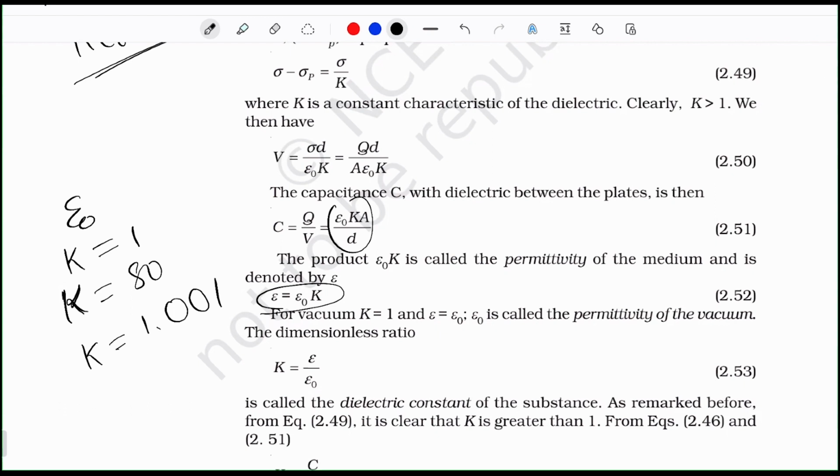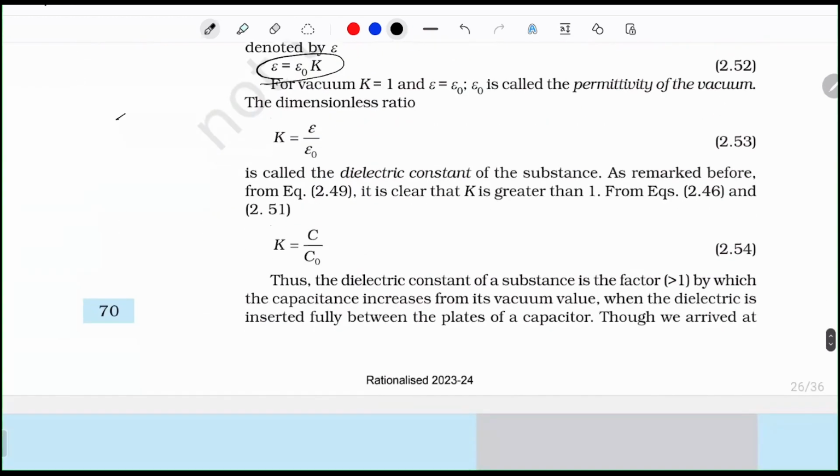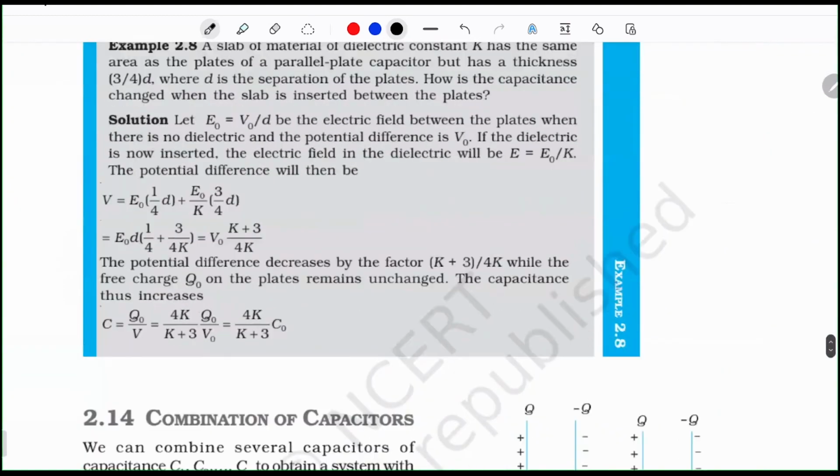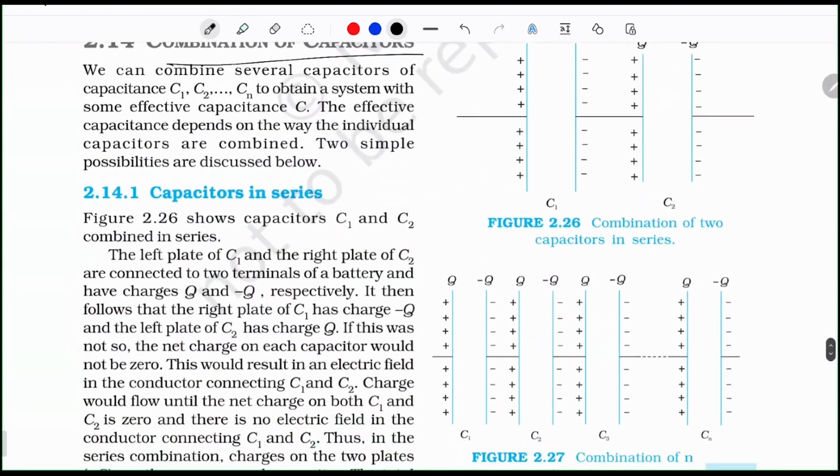Water is 80. That's very high, because water can get really polarized, right? If you think about it, water molecules are polar molecules. So when you have an external electric field, they're all very eager to polarize against it, therefore diminishing it a lot. So there you go. K is equal to epsilon by epsilon naught. So epsilon is the permittivity in any medium, defined as the permittivity in free space times the dielectric constant of that medium. Okay, now we come to combinations of capacitors.